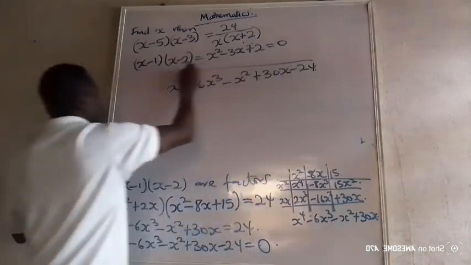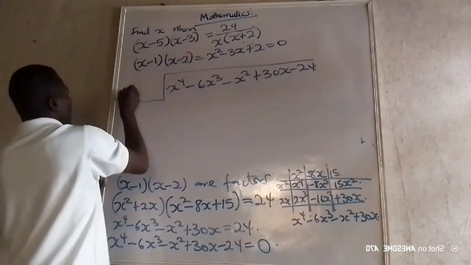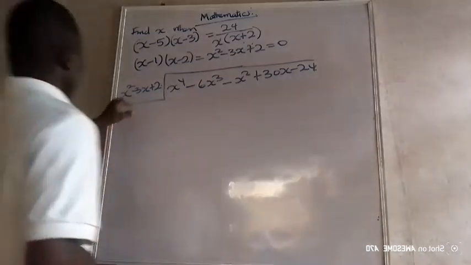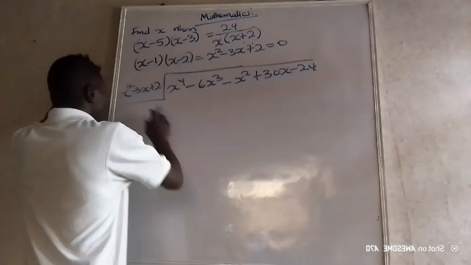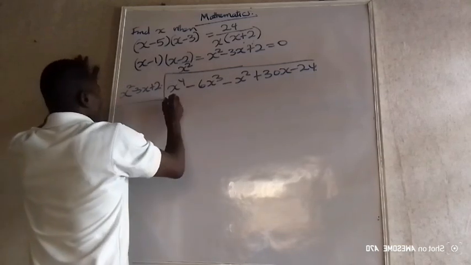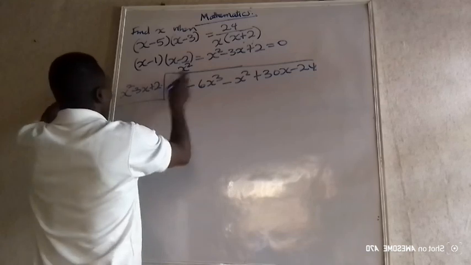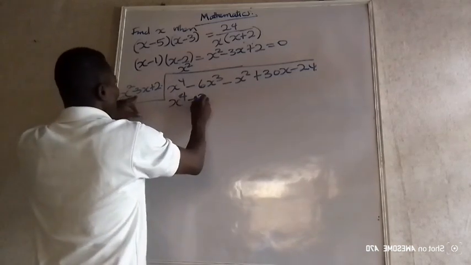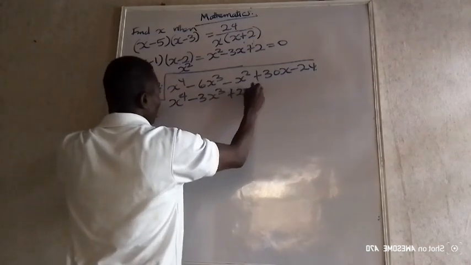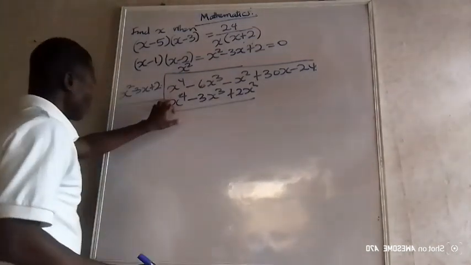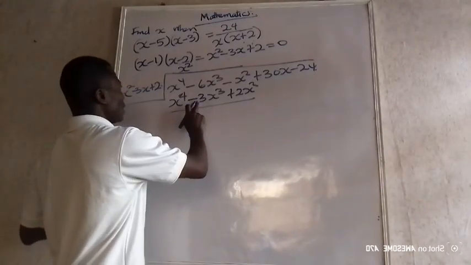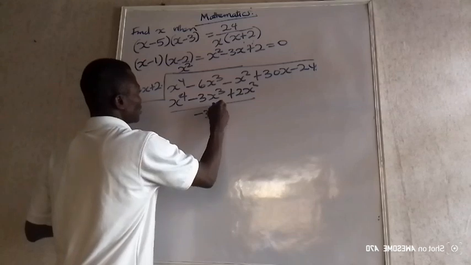So I want to divide this by this, x squared minus 3x plus 2. So let's divide this by the product of x minus 1 and x minus 2. So here I have x squared. So x squared multiplied by x squared, that's x raised to the power 4. This one is going to give me minus 3x cubed plus 2x squared. So let me subtract this from this. So this one gives me nil. This one is going to give minus 3x cubed.